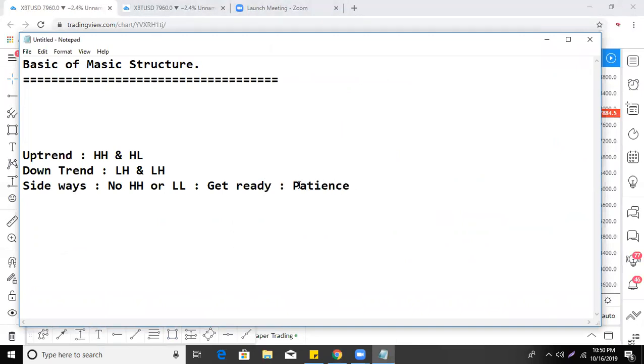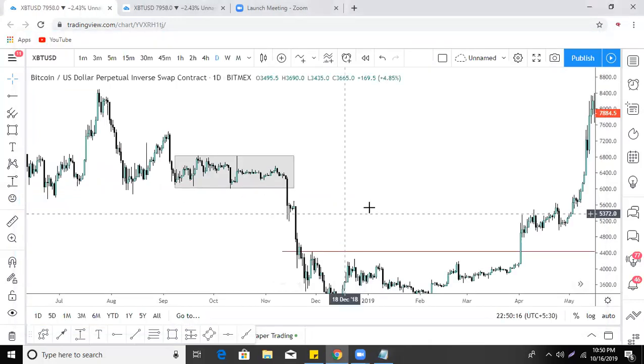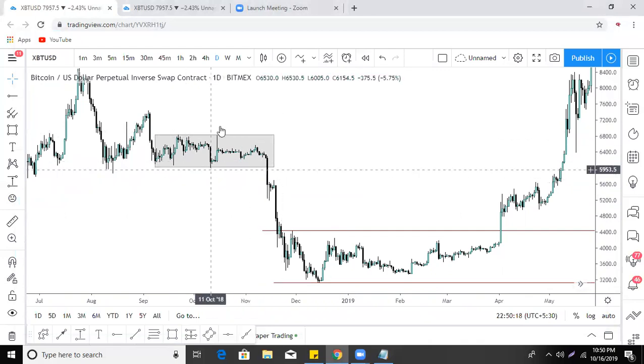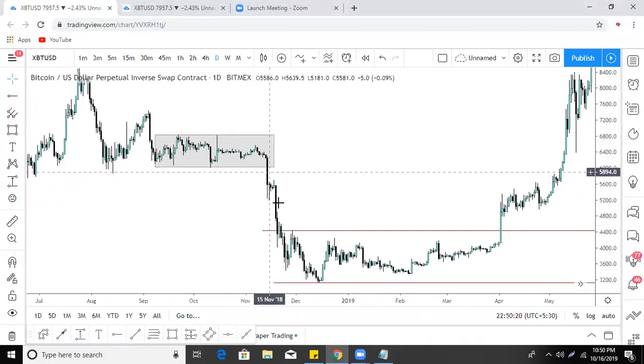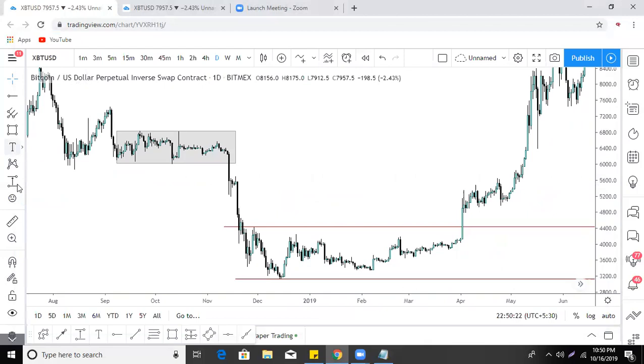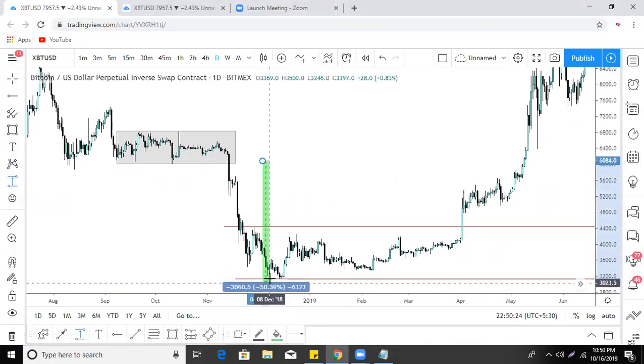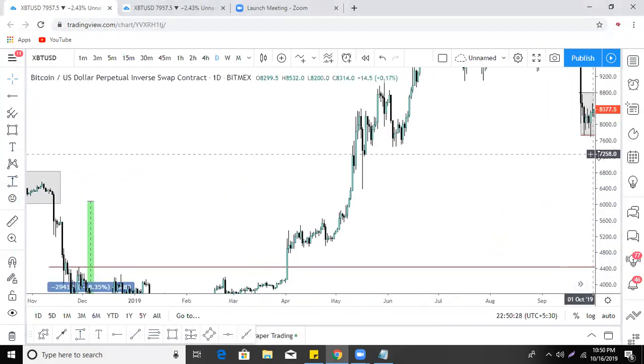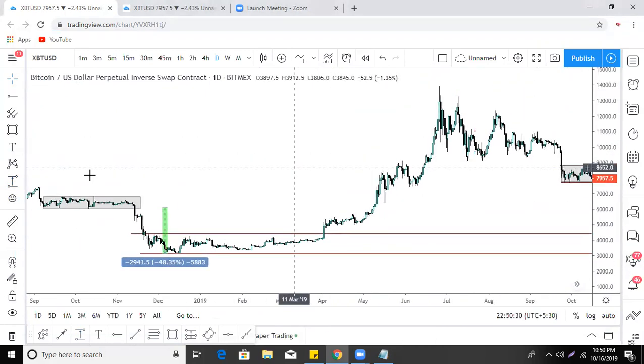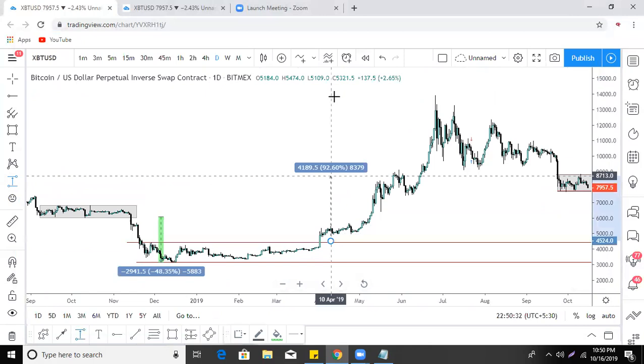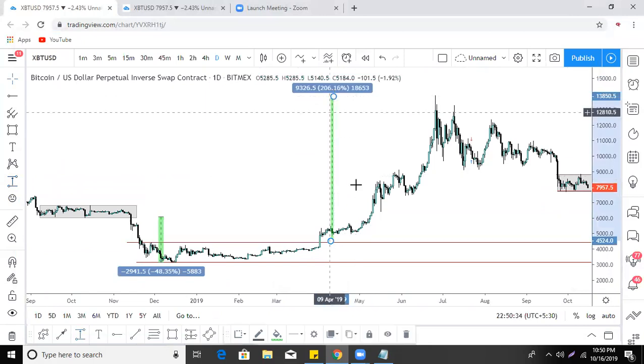The patience is what you need. You will not trade in a sideways market. What you will do is wait for a breakout, and if the price breaks out of this sideways action, the move is going to be violent, right? You see, after this, the move was violent. It was a 50% move, okay. And when it moved up after this consolidation, you all know it was a 200% move, right?